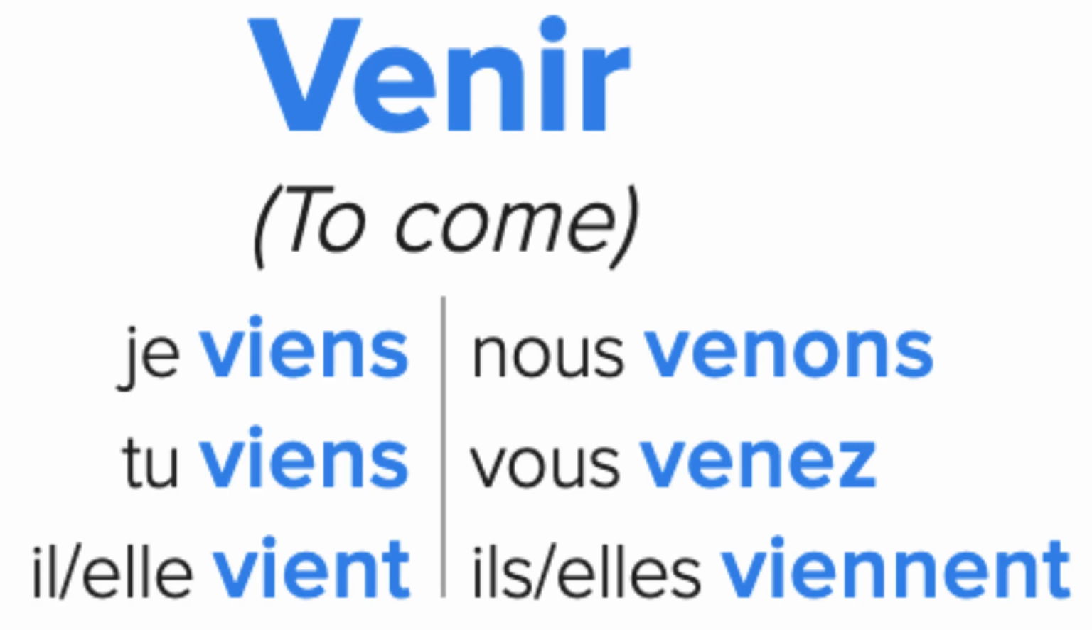In this, as we have used the venir verb, venir is an irregular verb, which means to come. And the conjugation is like this. Je viens, tu viens, il vient, elle vient, nous venons, vous venez, ils viennent, elles viennent.